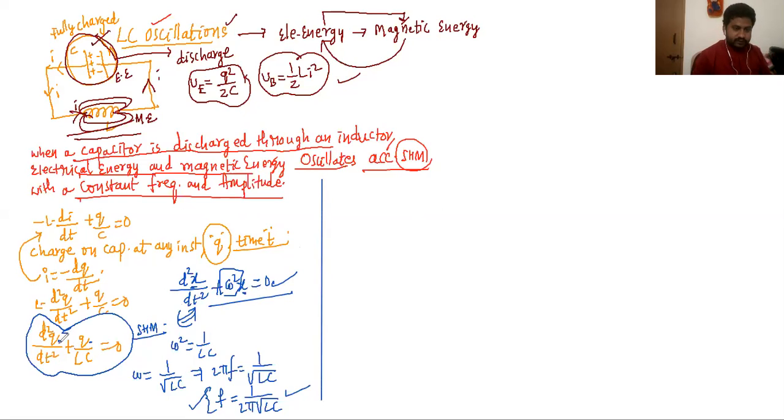So there are solutions for this. From the solutions of this differential equation, you can find the maximum value of the current is equal to omega naught into the maximum charge. Okay, so remember, from the solution of this differential equation, the maximum current you get is omega naught into Q maximum. What is omega naught? This one only. All right, no confusions. So this you remember.